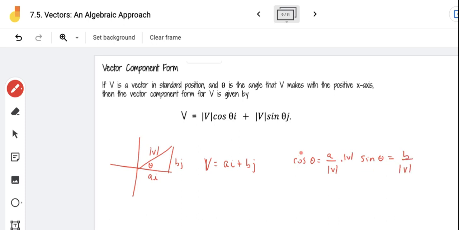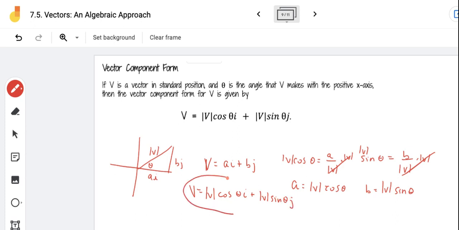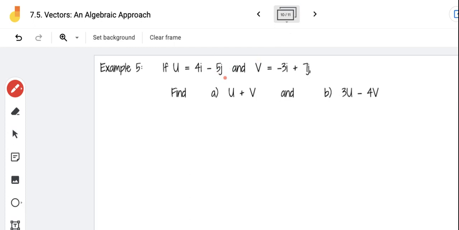And if I multiply both sides by the magnitude of V, A equals the magnitude of V times the cosine of theta, and B equals the magnitude of V times the sine of theta. All right, and so V equals A, which is, if I replace A with V cosine theta, i, and I replace B with V sine theta, j, then I basically just wrote that. And that's where that comes from. So it's exactly what we did on the previous slide. We did it with a specific angle and a specific magnitude. This is just generalizing that.